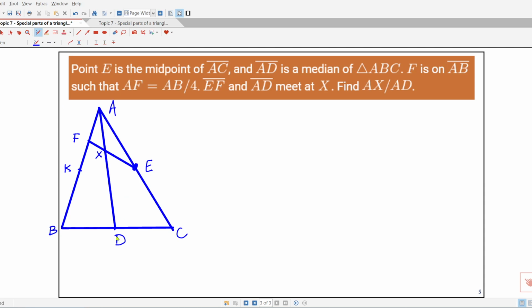Okay, first of all, if E is the midpoint and D is the midpoint, then if we connect BE, that point here is called the centroid, right? Which is the intersection of all medians of the triangle. So if K is the midpoint here and you connect KC, all three medians will meet at a point here, right? So let's call this point G. Okay, so we basically have a diagram like this. We need to find AX over AD.